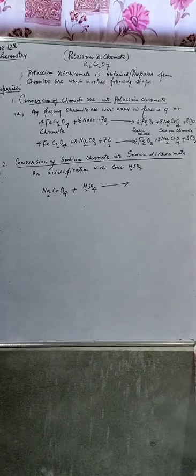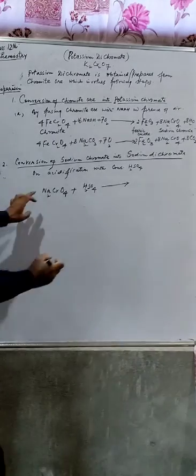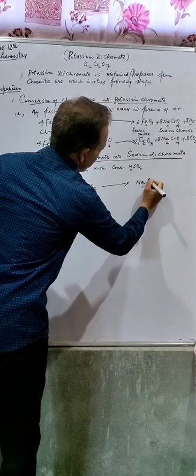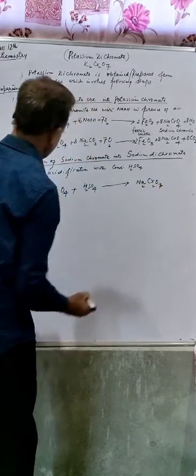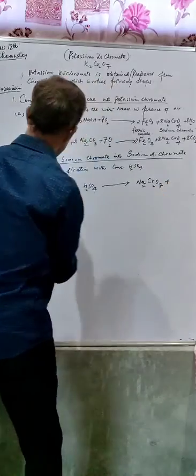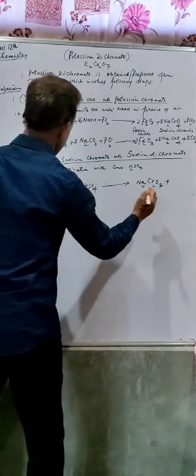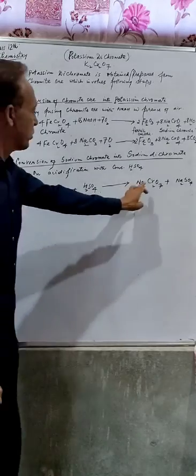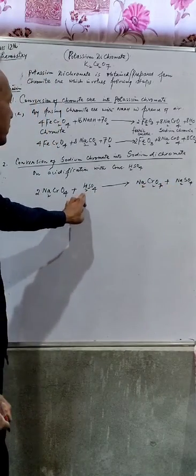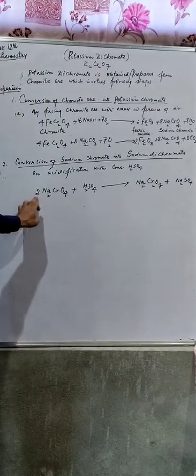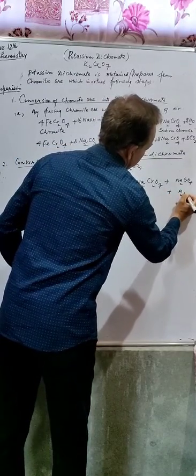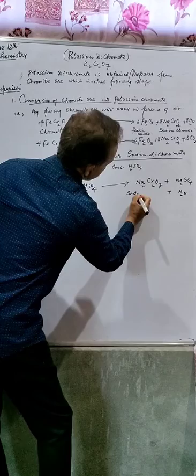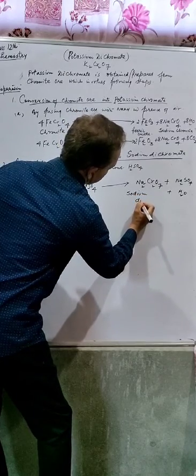Now, when we treat it with H2SO4, we get Na2Cr2O7 plus Na2SO4. We'll multiply it by twice. So sodium 4 times, chromium 2 and 2 is 4 times, sulfate 1, hydrogen 2, sulfate 1, oxygen 2 4s are 8, oxygen 7 plus 1 time water. Now this is sodium dichromate.